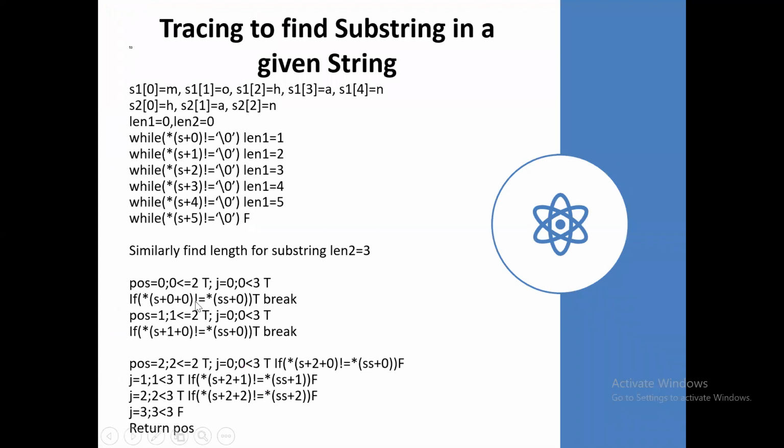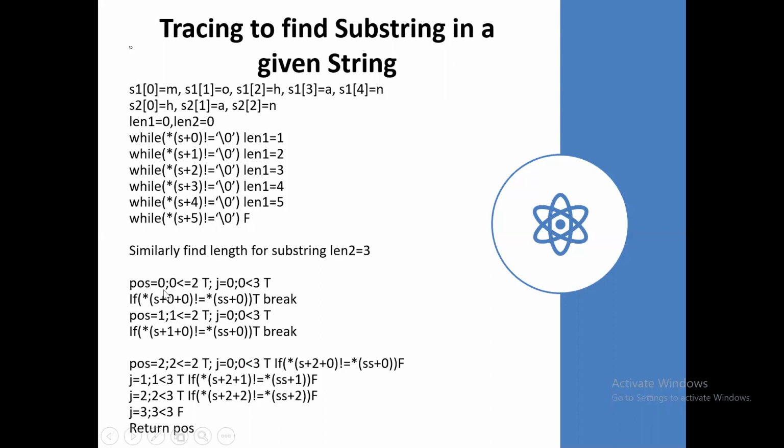Star of s plus position plus j. So what is there? Star of s plus 0 is what? First thing, m. Is m not equal to star of ss plus 0? That is h, the substring. ss refers to s2 of 0, which is h. m is not equal to h, so the condition is true and it breaks the for loop.